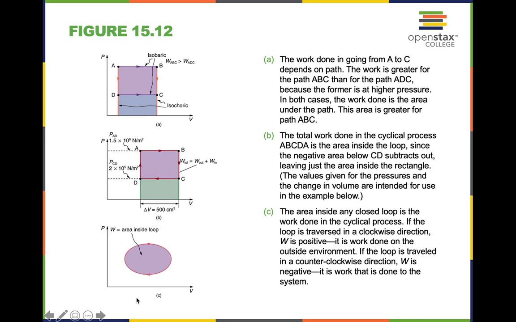So we go from B to C. So this is the area inside the loop. The area inside any closed loop is the work done in a cyclical process. If the loop is traversed in a clockwise direction, work is positive. It is work done on the outside environment. If the loop is traveled in a counterclockwise direction, work is negative. It is the work that is done to a system. So here, a clockwise direction is positive. This would be a positive work.